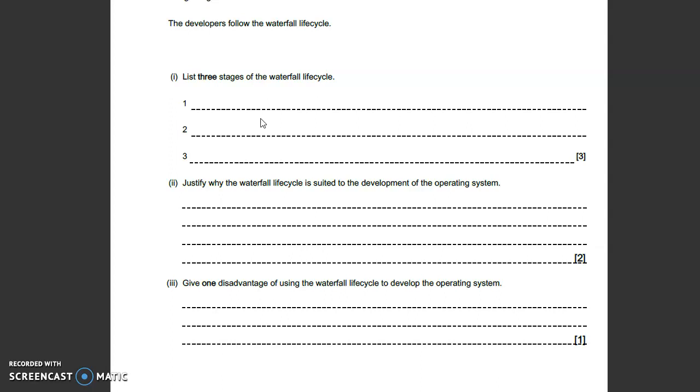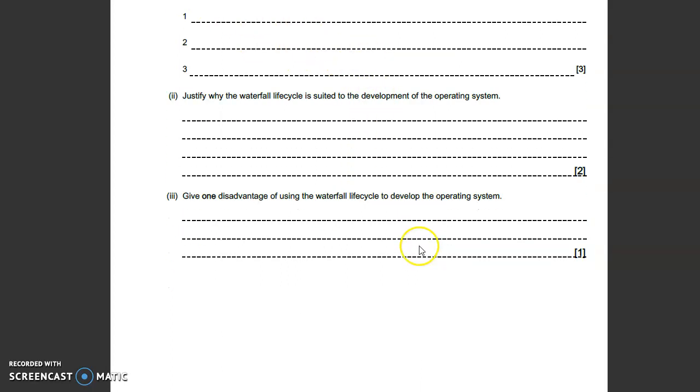You've got a number of different answers you could give for that. So feasibility study, requirements, analysis, design, implementation, testing, evaluation, any of those will get you 3 marks. So easy one to get you going with. That's what it means by the 3 stages. So just list 3. It can be any 3.